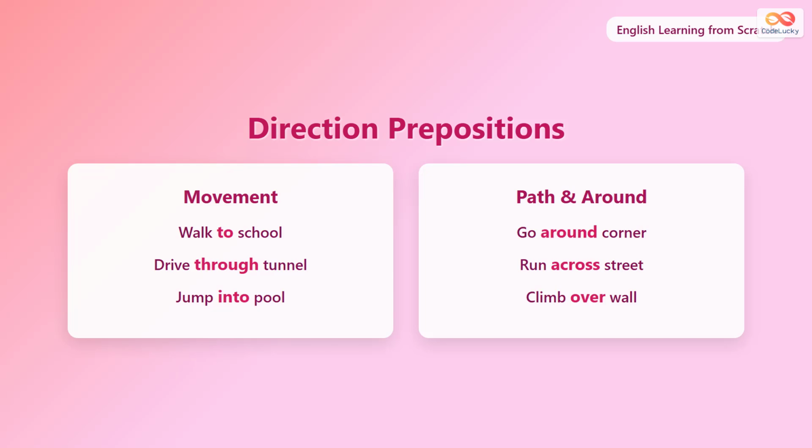To shows movement toward a destination like walk to school. Through shows passing within something like drive through tunnel. Into shows entering an enclosed space like jump into pool. Around shows circular path like go around corner. Across shows from one side to other like run across street.